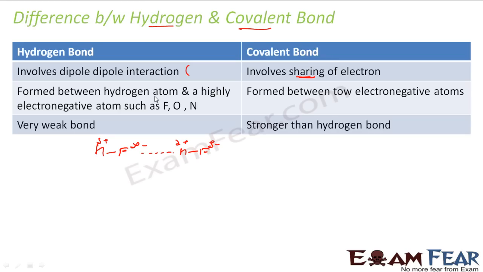Hydrogen bond is formed between hydrogen atoms and fluorine, oxygen, and nitrogen. But covalent bond is formed between two electronegative atoms, both of which are not willing to give electrons. They will share the electron. Hydrogen bond is a very weak bond, and covalent bond is stronger than hydrogen bond.